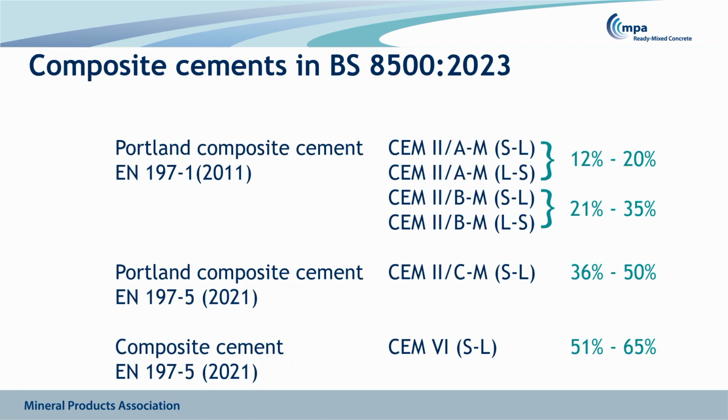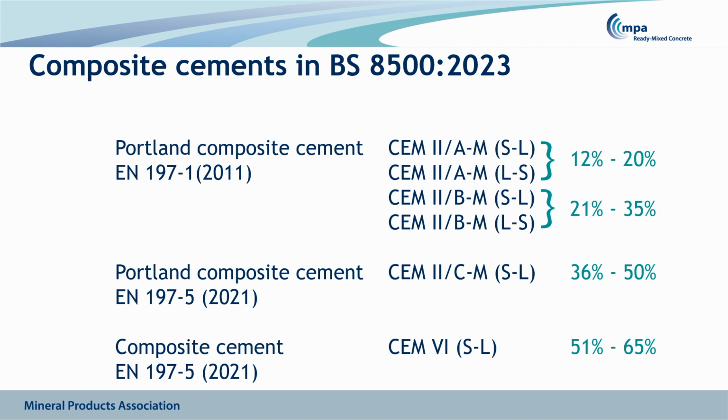So in 8500, we've introduced these new cements. The first four, the SEM 2AM and SEM 2BM cements, were in the previous edition of the standard, but not really used, because we're used to using binary combinations of SEM 1 and GGBS up to 60-odd%. So we didn't have multi-component equivalents to those cements.